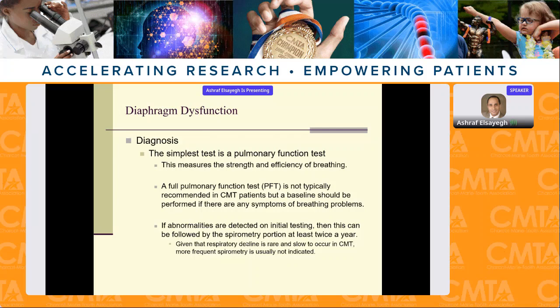I generally do every 3 months because that's how often I see my patients, but once or twice a year is also sufficient. The reason is the respiratory decline in CMT patients is usually very slow. It's not rapid by any means. So following it every 6 months or 1 year is more than sufficient. Like I said, I do every 3 months. The caveat is as long as the patient does not have any worsening symptoms. If there are worsening symptoms, we'll obviously do it more often.